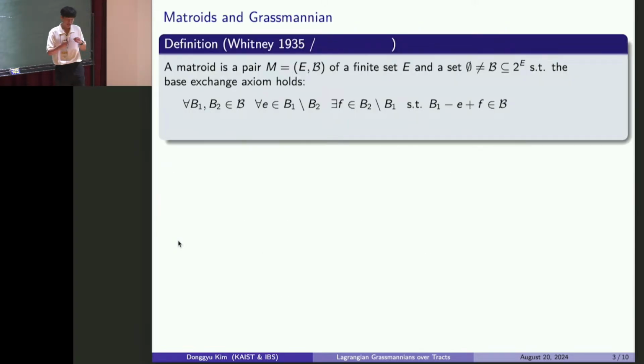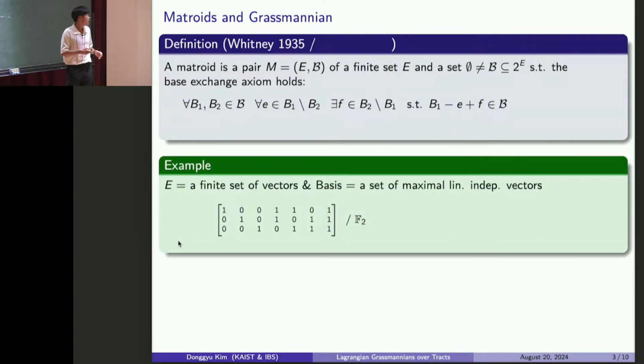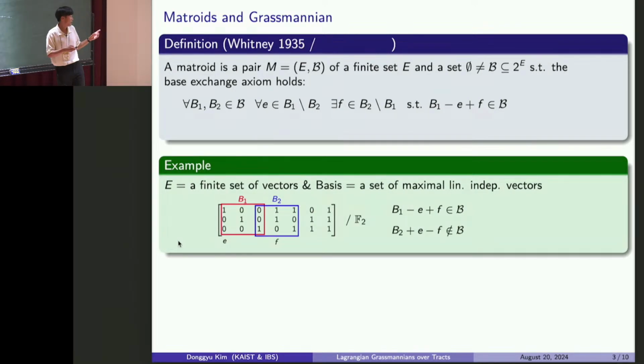So let's go back to the definition of the matroid first. As you know, we can define a matroid in terms of the basis exchange axiom. If you consider some linear matroid consisting of the columns of this matrix, and we take some bases B1 and B2 like this, and take an element e, then we can find another column f such that this is a basis. However, you can easily observe that this other exchange is not a basis. But if you take f very carefully, then you can guarantee that both exchanges output bases simultaneously.